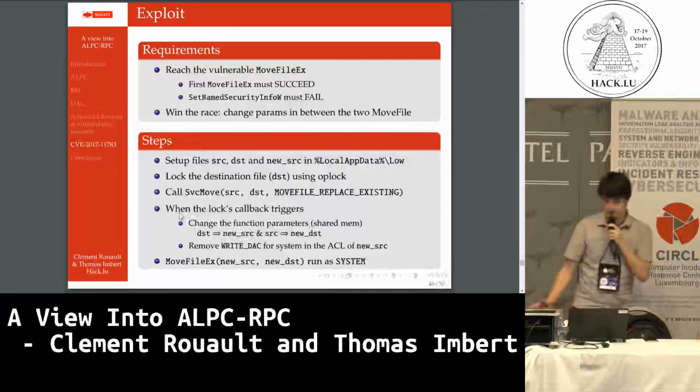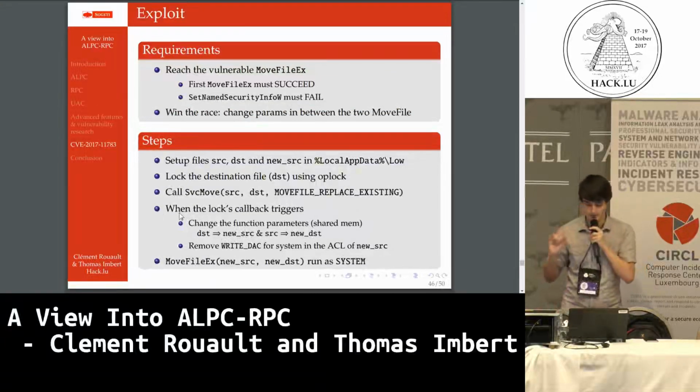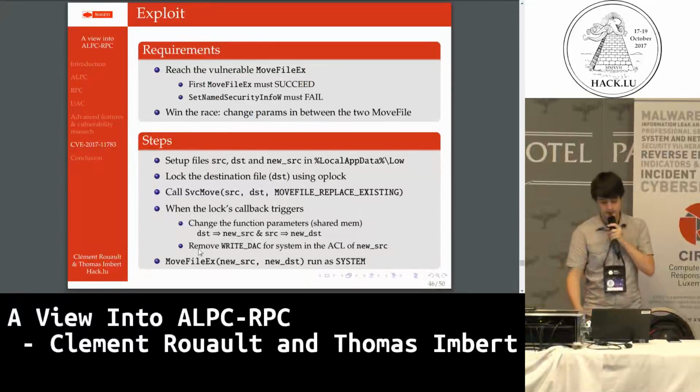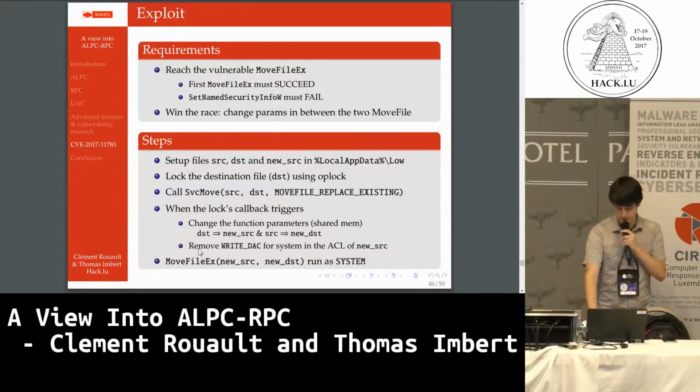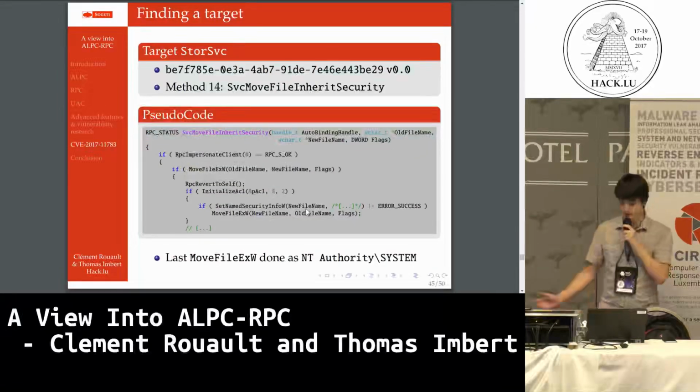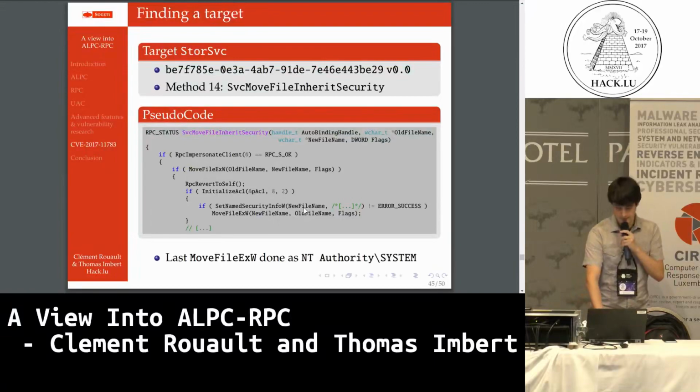So in our callback, we will change the function parameter using the shared memory vulnerability to set our payload and the path where we are to put our payload. And we will remove the write DACL for the system user in the ACL of the new source. So here we will change the function parameter. The new file name will be our payload, so we will remove the write DACL rights, and the old file name will be the path where we want to put it.